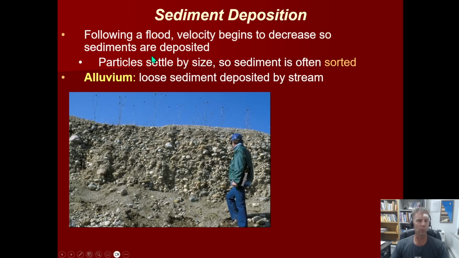But usually when we see floods and high discharge events, the velocity tends to drop, and the sediment gets deposited. Sometimes that's on the channel or the bed of the stream, sometimes it's on the banks of the stream, sometimes it's across a large valley, we'll talk about that in a second, like a floodplain, or it could be at the mouth of the stream where it ends at a valley or an ocean or a lake. But regardless, if it's sediment transported by water, moving water, it is called alluvium.